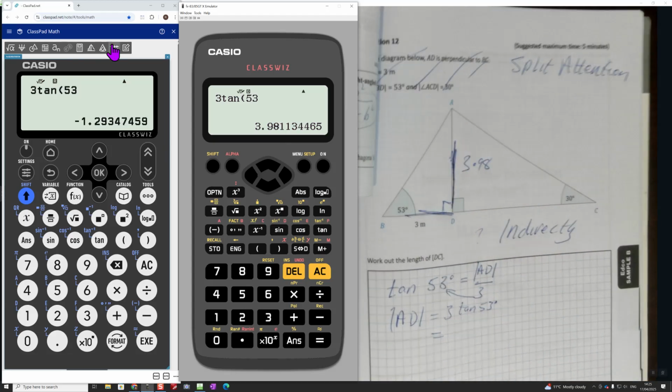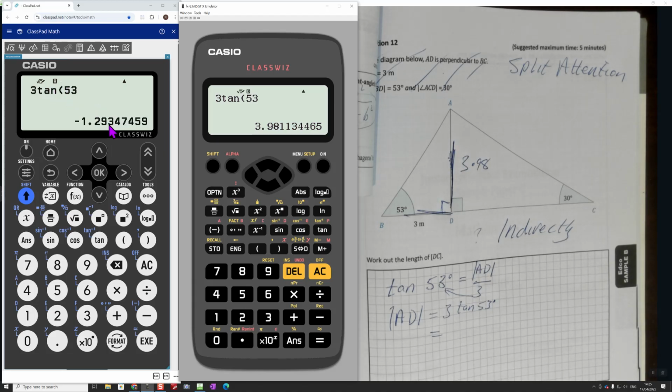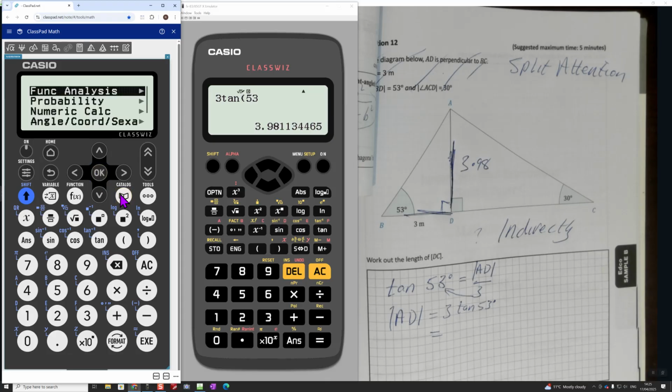But we do need to address the fact that this calculator isn't in the mode we want it to be in. So I'm going to try tools. No. Going to try catalog. We're looking for probably here. We want to be in degrees. No, that's not what I want. Tools.